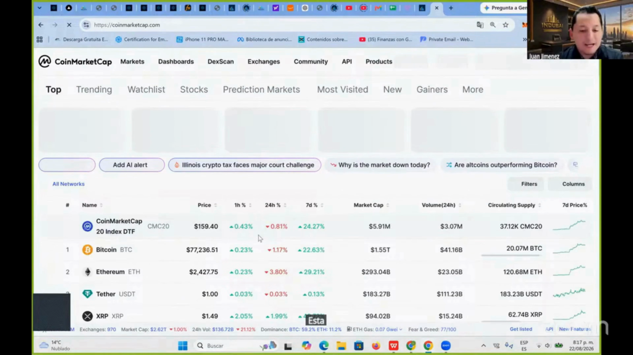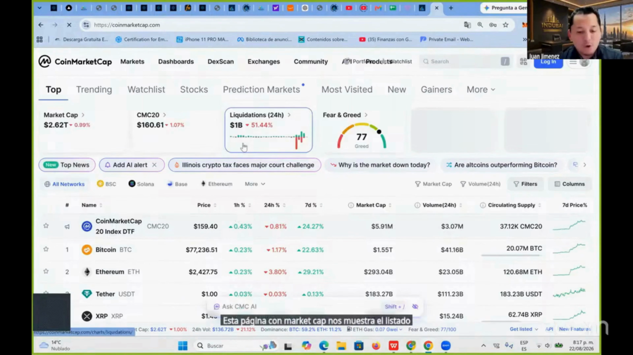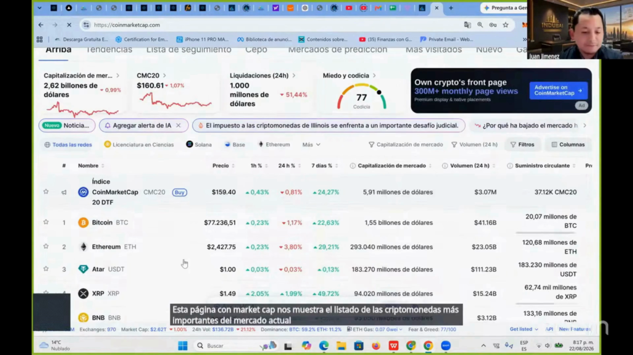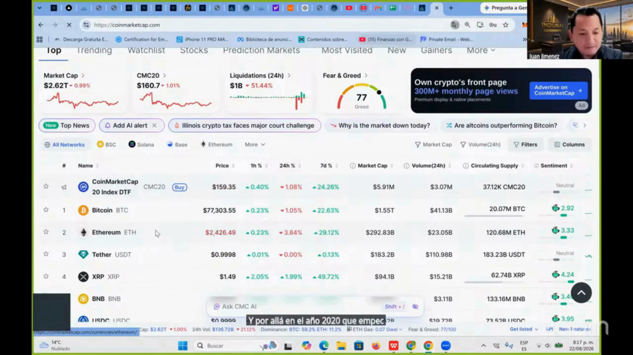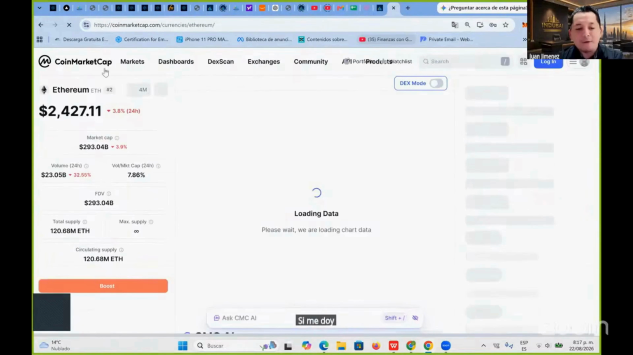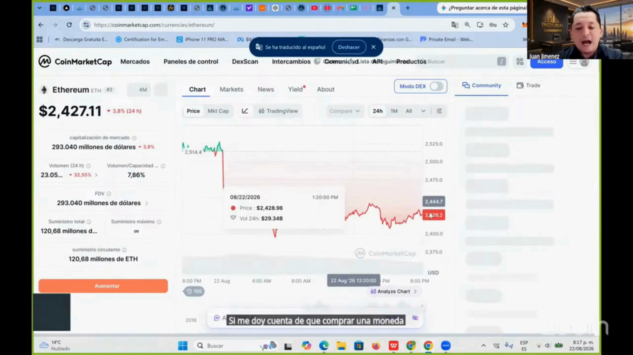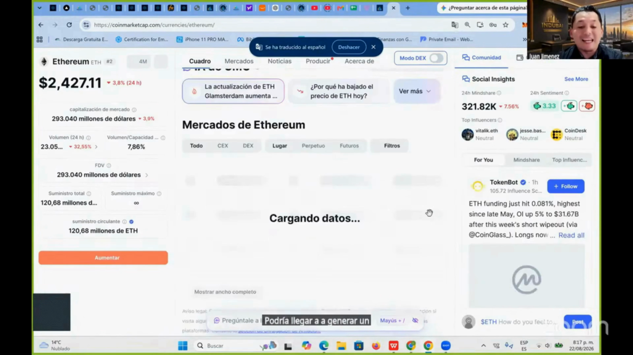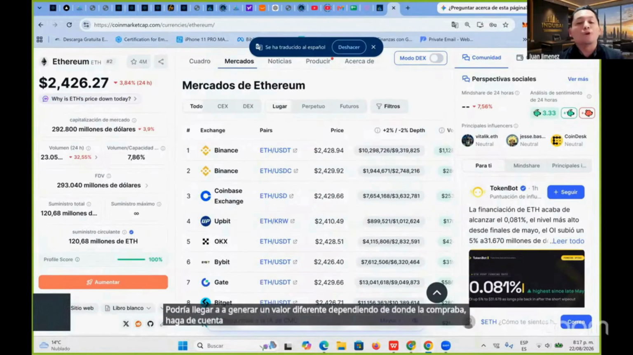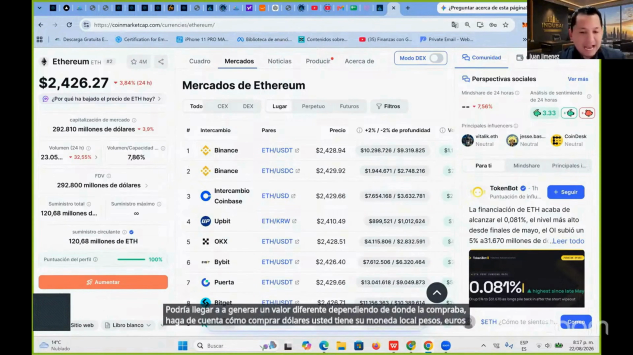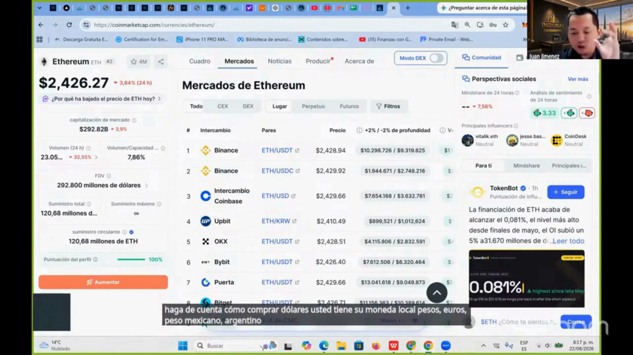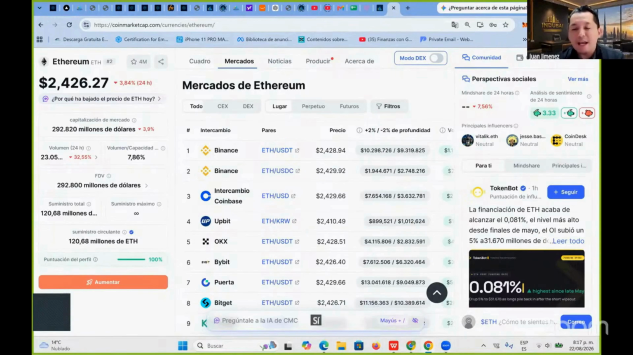This page, CoinMarketCap, shows us the list of the most important cryptocurrencies in the market currently. And back in 2020, when I started doing arbitrage, I did realize that buying a coin could end up generating a different value depending on where I bought it. Think of it like buying dollars. You have your local currency, pesos, euros, Mexican peso, Argentine peso, sols, right? And you go to a currency exchange and you say, I want dollars. I'm going on a trip.